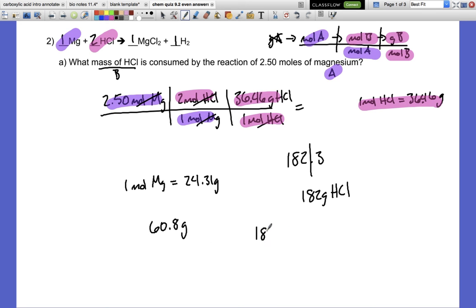And I just want you to be able to see something. If I take that 182 and I add 60.8 to it, it's going to give me an answer of 242.8. I can only have 3 sig figs here, right? I can only go to the ones place because that 182 only goes to the ones place. Remember, adding and subtracting has different rules than multiplying and dividing. So I should round this to 243 as an answer, 243 grams.